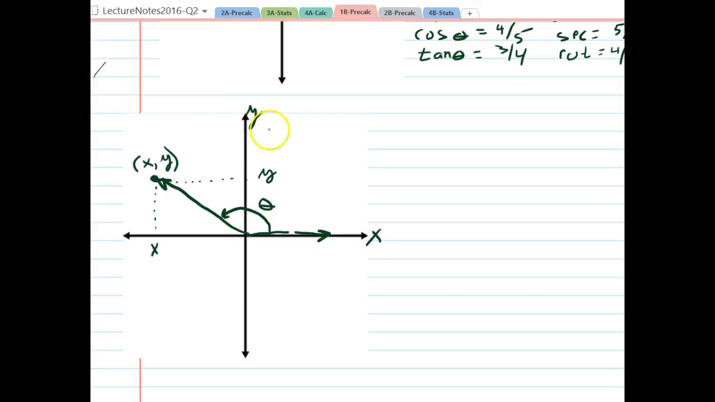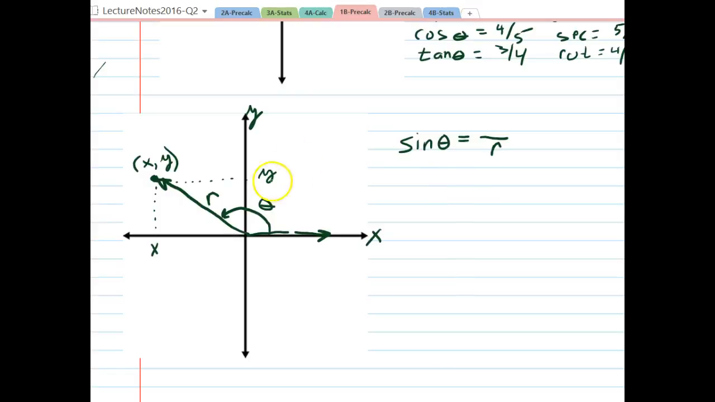All right, now if I ask you to find the sine and cosine of theta, well, and this is length r, by the way, we're calling that length r. Well, the sine of theta is going to be the opposite over the hypotenuse. So I know it's going to be over r.